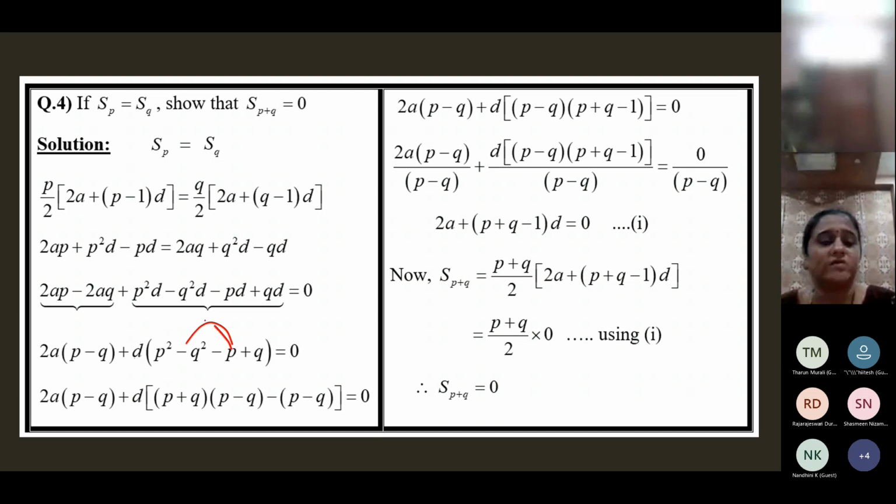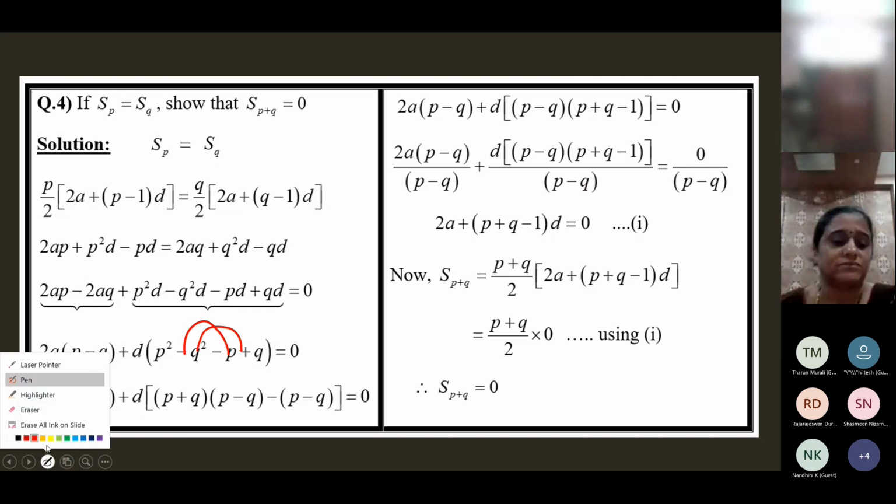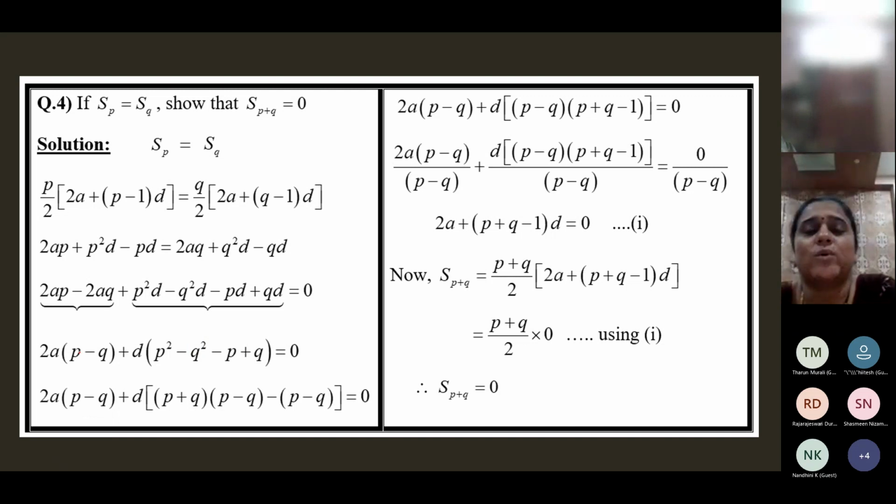Supposing you had q square here and this one here, you'd have to rearrange in the next step. Always have p square minus q square, m square minus n square together, because then you can write them as m plus n into m minus n, or p plus q into p minus q. Earlier we had m square minus n square, which is m plus n into m minus n. So here p square minus q square is p plus q into p minus q. Write this as it is.